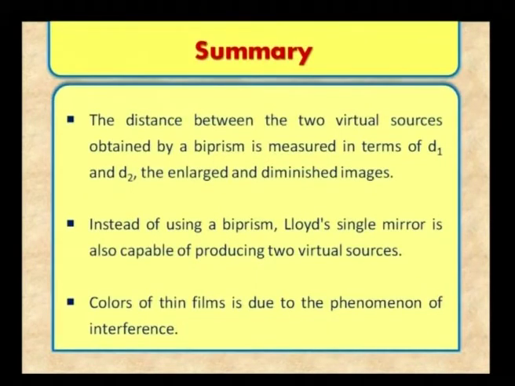The summary of this lecture is the following. The distance between two virtual sources is obtained by a biprism. It is measured in terms of D1 and D2, the enlarged and diminished images. Instead of using a biprism, Lloyd used a single mirror. It is also capable of producing two virtual sources. Colors of thin films is due to the phenomenon of interference.